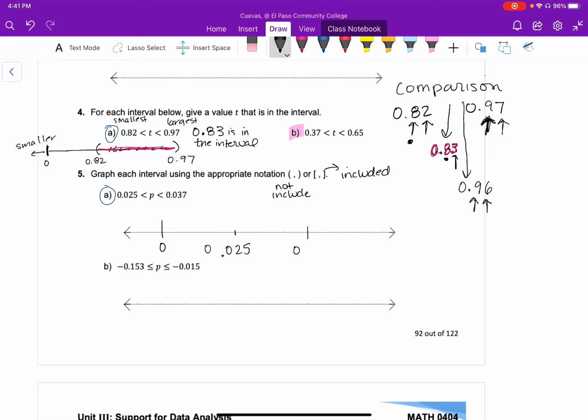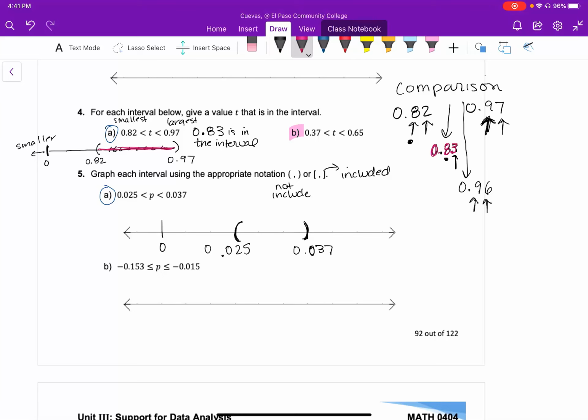But you should still be reasonable. You can't have them all over the place, or have one on the left side of the negative, or on the wrong things like that. So be reasonable. And then we're going to use the parentheses because the values are not included.